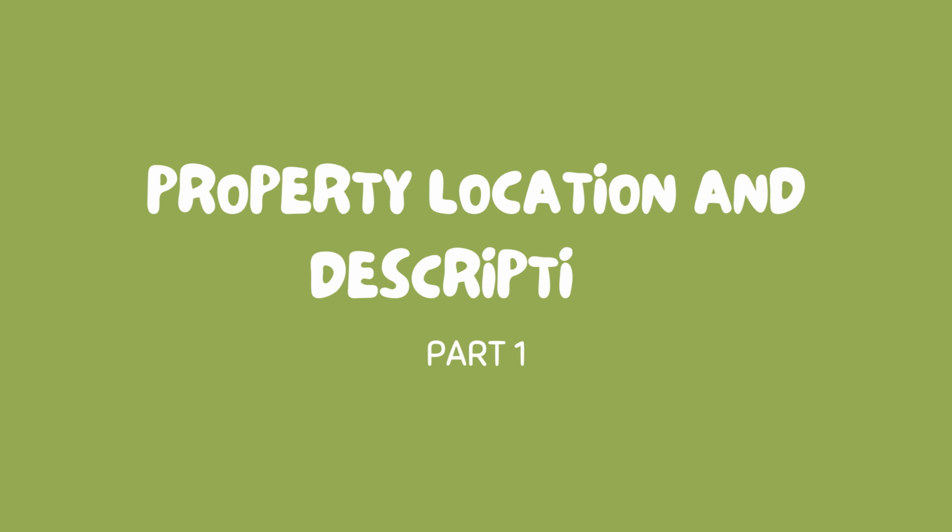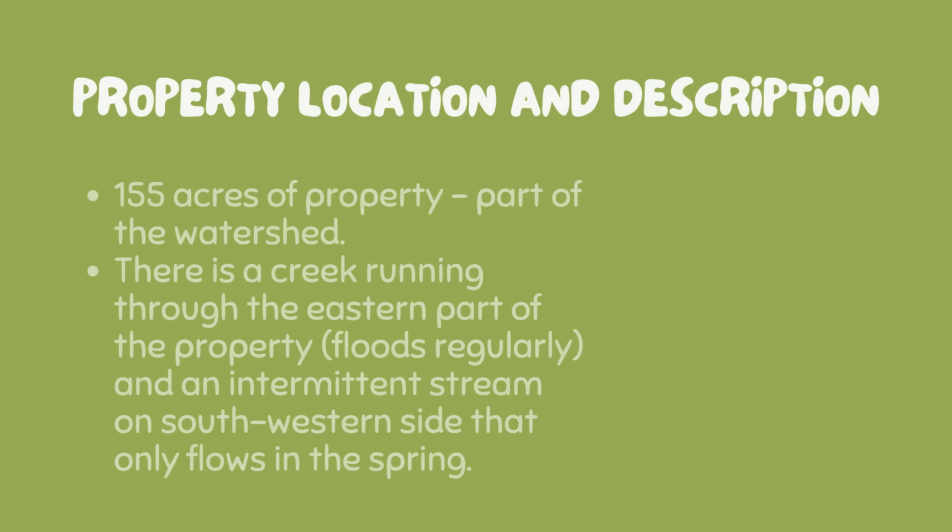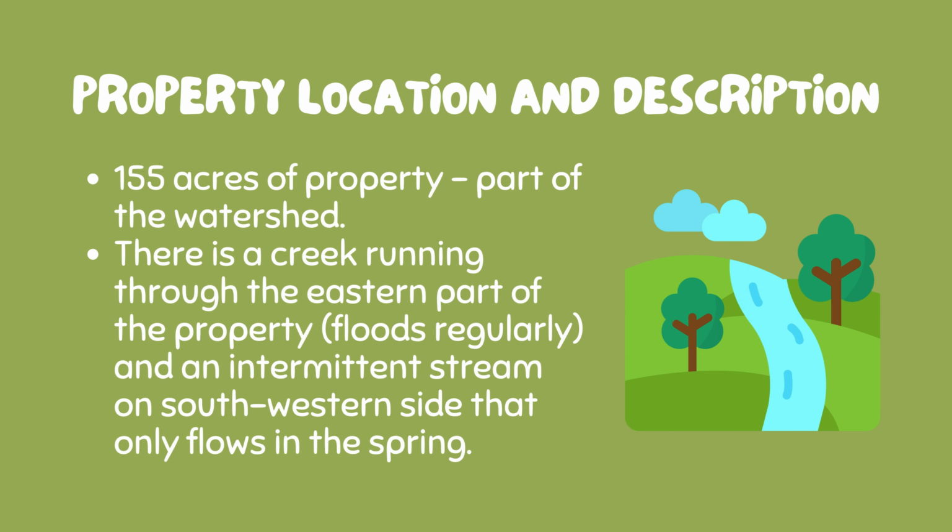First, we will begin with property location and description. There are roughly 155 acres of property, all part of the watershed. The property is home to a creek that runs to the east side and floods regularly. The southwest portion is occupied by a stream that only runs in the spring.